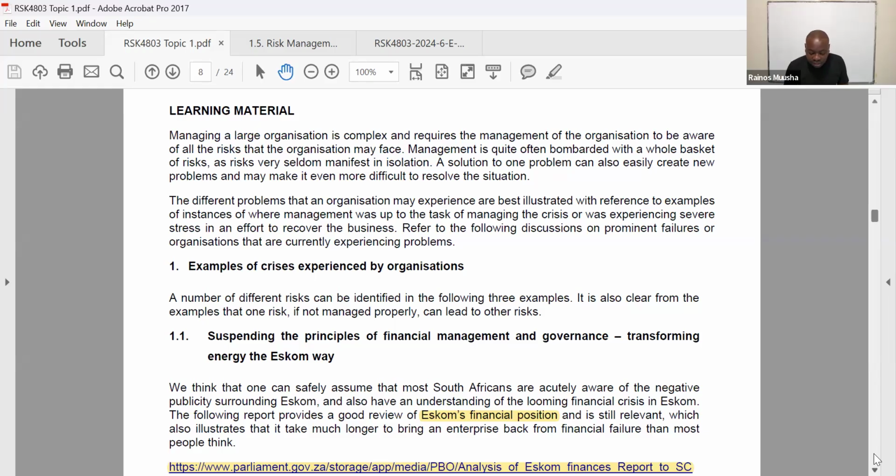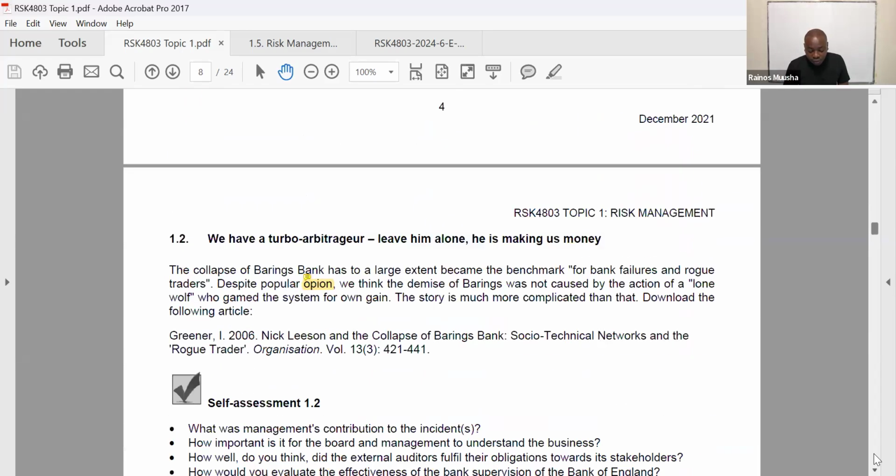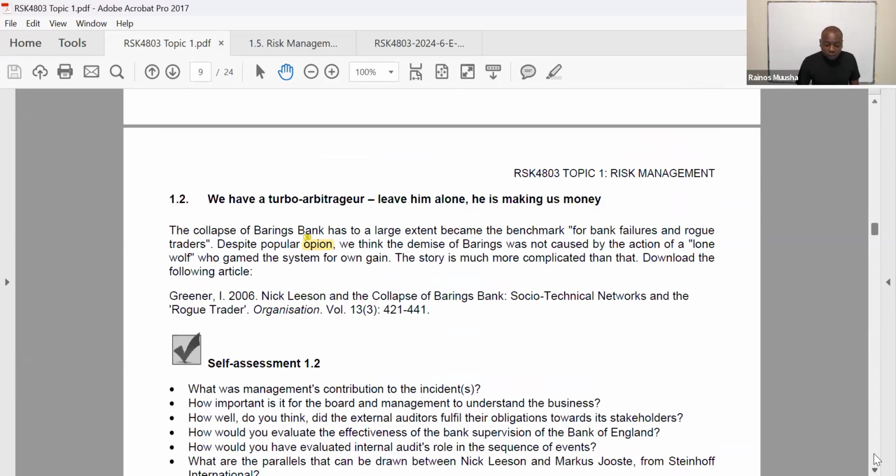if you check on unit 1.1, unit 1.1 looks at suspending the principles of financial management and governance, transforming energy the Eskom way. So unit 1.1 used to be very, very long, and the lecturer decided to stream it down where you are looking at a direct analysis of Eskom as well. Unit 1.2 looks at, we have a table arbitrager, leave him alone, he is making us money. And this is where we look at the case study of Barings Bank, right? So this is basically where we analyze a rogue trader, right?